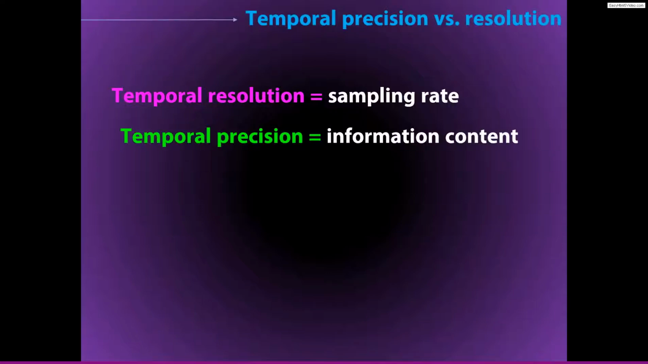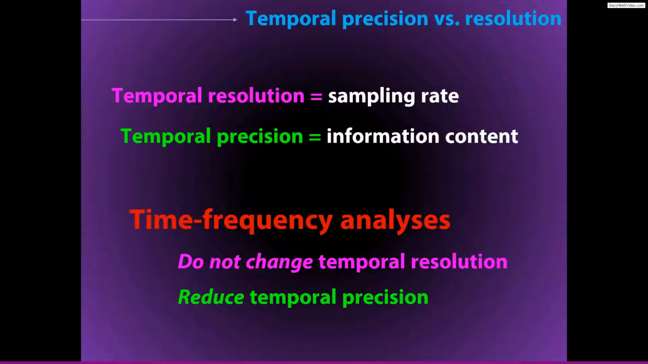So when we think about the effects of time frequency analyses, and I'm particularly thinking about wavelet convolution, but it's very similar with the other time frequency analysis methods, time frequency analyses do not change the temporal resolution of the data. So if you have your data recorded at 1 kilohertz and you do wavelet convolution, the result of wavelet convolution is still at 1 kilohertz. So the temporal resolution has not changed. On the other hand, the temporal precision has changed. It has been reduced. There is some temporal smoothing that is inherent in the process of time frequency decomposition. And so therefore, the temporal precision after time frequency analyses is less, although the temporal resolution does not change at all.